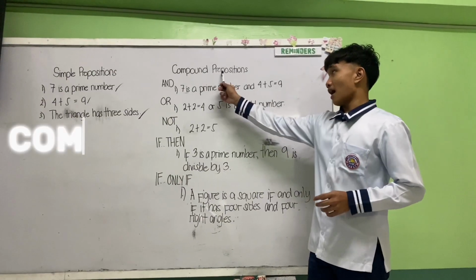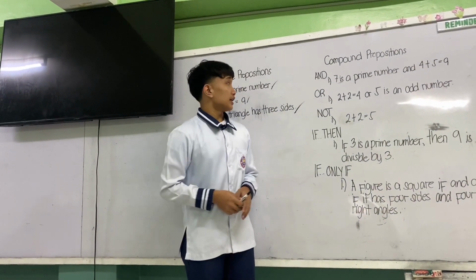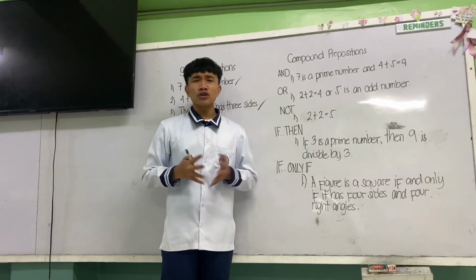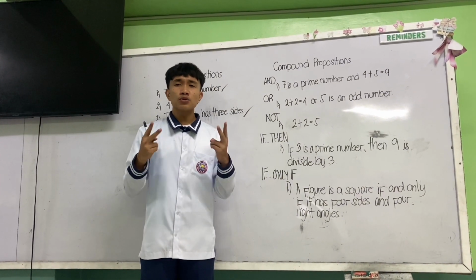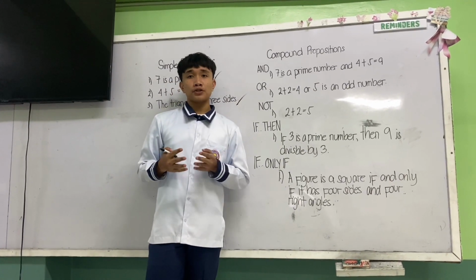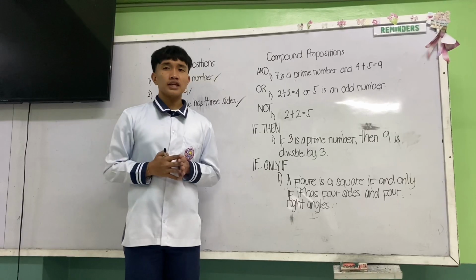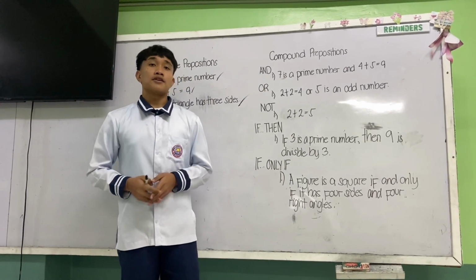Third is the compound proposition. So, first is the and, also known as the conjunction. A conjunction combines two statements using the word and. For the compound proposition to be true, both individual propositions must be true. The symbol is.